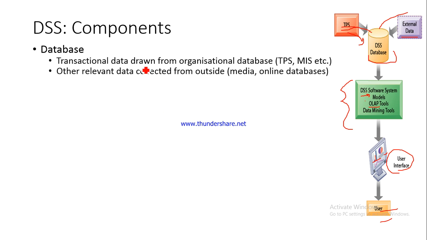The database, basically the component, the database. Now this one is the database. So basically transactional data drawn from the organizational database. I've talked about this. The internal data from the organizational database, TPS and MIS. What do you mean by MIS here? Again, MIS in the narrow sense, IRS, information reporting system, which actually uses the TPS data to give some analysis and to give a summary of the TPS data. Then we also collect other relevant data from outside. I have talked about this. Media and online databases are there. So this database is populated in this fashion.